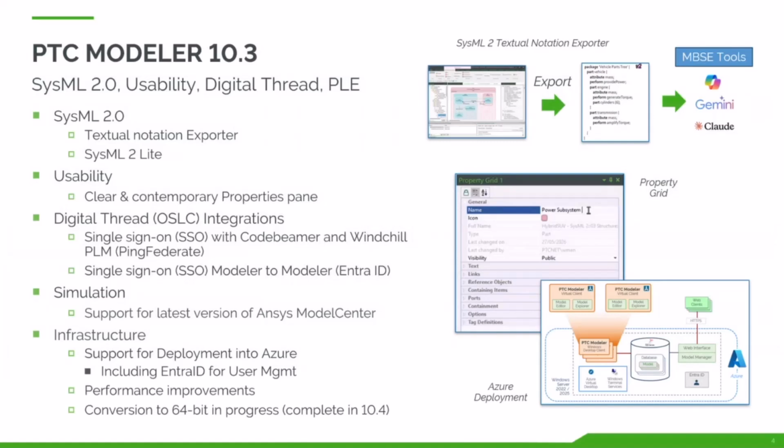Okay, so looking at 10.3 in more detail, this is the summary slide. We've got some SysML2 enhancements around the textual notation, and a simplified solution that we can enable in Modeler to make SysML2 easier to use and adopt. The usability improvement is a new properties pane that you can see in the middle of the screen there. This is a long-standing problem, a usability challenge with our existing solution for viewing item details. So we'll look at that in more detail.